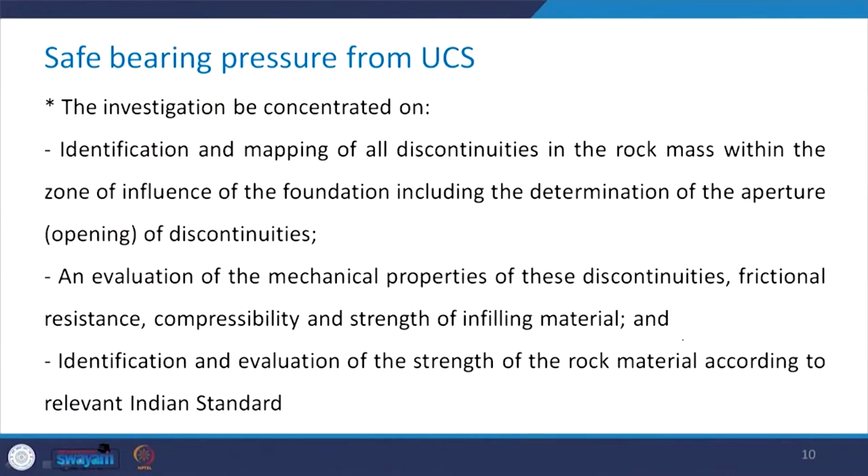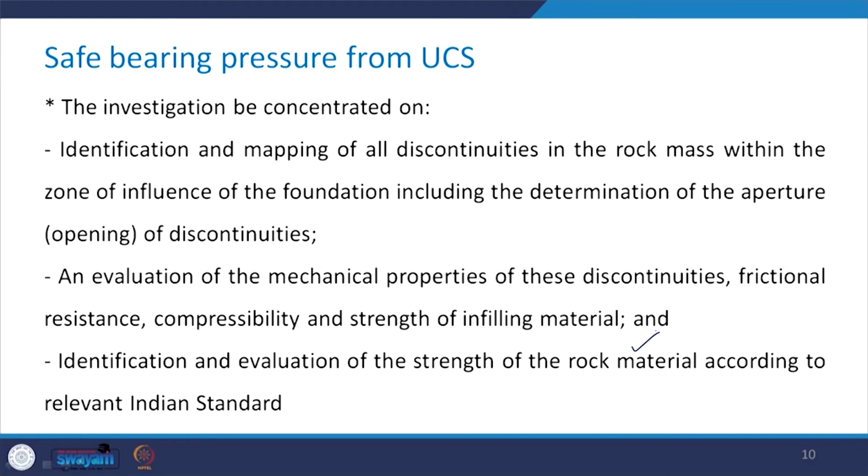So, the investigation should be concentrated on the identification and mapping of all the discontinuities in the rock mass within the zone of influence of the foundation, including the determination of the aperture or the opening of discontinuities. Now, how do we determine what is going to be the zone of influence of the foundation? You have seen that depending upon the orientation of the discontinuities, there is going to be a different extent of the pressure bulb in different cases. So, the depth to which the pressure bulb extends below the footing is what we call the zone of influence. It is not only the zone of influence that we must know, but we should also know about the aperture or the opening of the discontinuities.